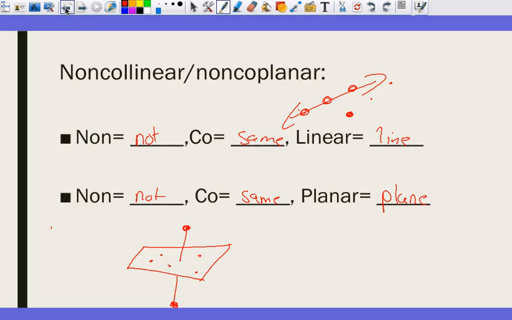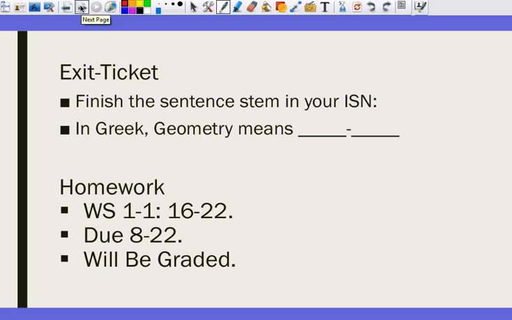You guys are almost done. Good? All right. Your exit ticket is right in your notebook. Finish the sentence stem. In Greek, the word geometry means, I told you on Monday what it meant. Geo means earth. Your homework for tonight is the same sheet, problems number 16 through 22. Remember, this will be graded tomorrow.